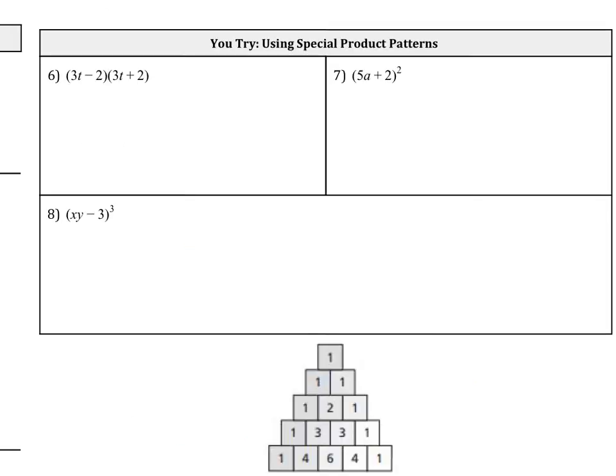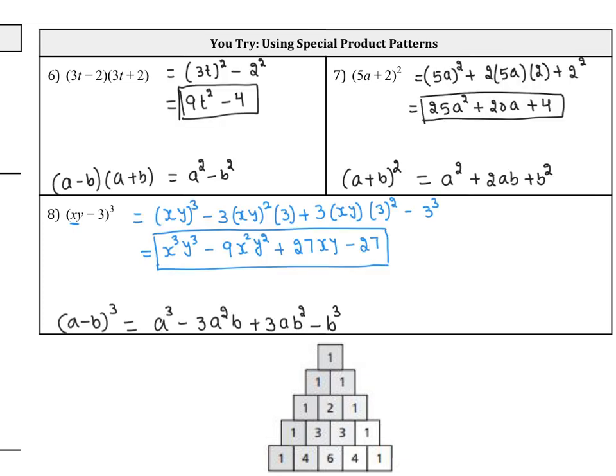Now you're going to try the problem 6, 7, and 8. For number 6, I'm going to apply the formula of difference of square. So a minus b times a plus b is a square minus b square. So our a is going to be 3t. So it's going to be 3t square minus b square, which is 2 square. So the final answer is 9t square minus 4.